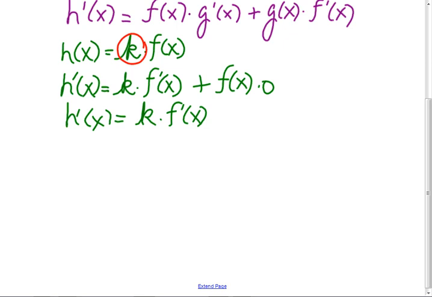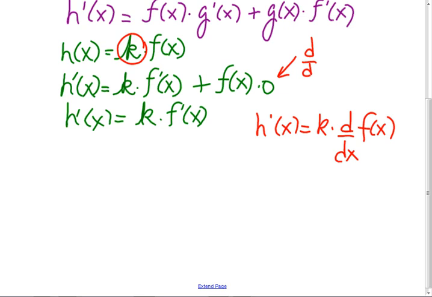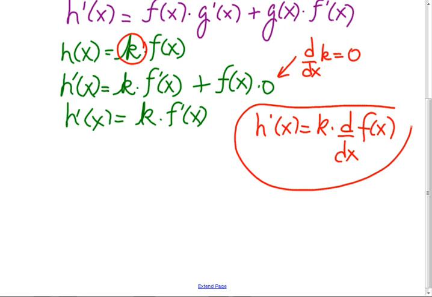Why does it work? So h prime of x is equal to k times the derivative with respect to x of f of x. Well, I just showed you why it works, because if you use the product rule on the constant times the function, you get the constant times the derivative plus the function times the derivative of my constant. But what is the derivative of a constant? It's 0. So this is the easy way to do it. And we always come back, why can you do that? Just go back and use the product rule. Product rule always applies. It's just that this term always ends up being 0, so that's why we can pull the constant through the operator, which is nice.